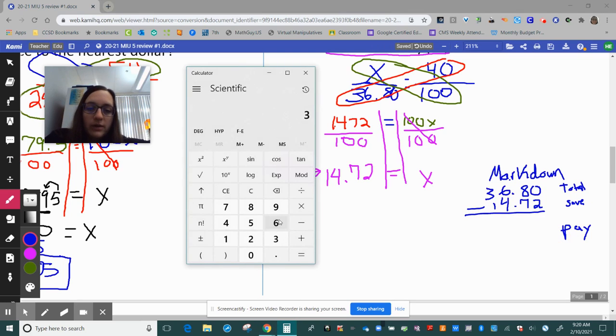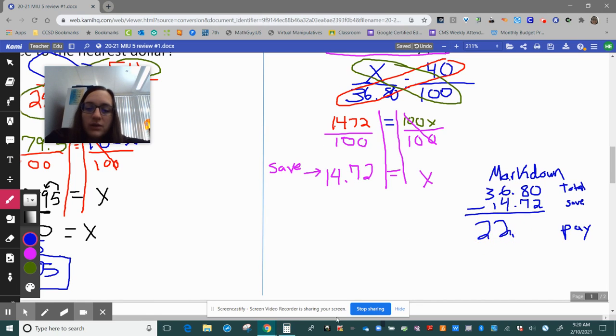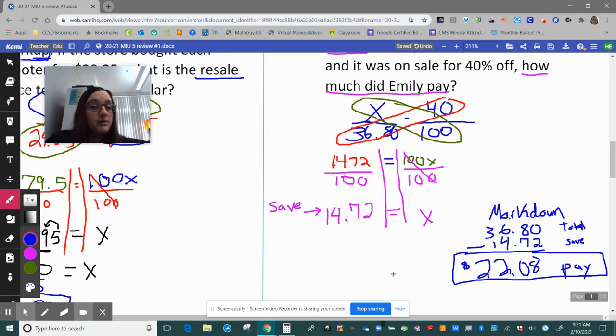So we want our $36.80 minus $14.72. So once that sale hits, we only pay $22.08 instead of the $36.80. Nice. So we have $22 and 8 cents. That is how much you pay. So watch out for those markup markdowns. Really make sure to read carefully. Do you have to go that extra step? Most likely you're going to.